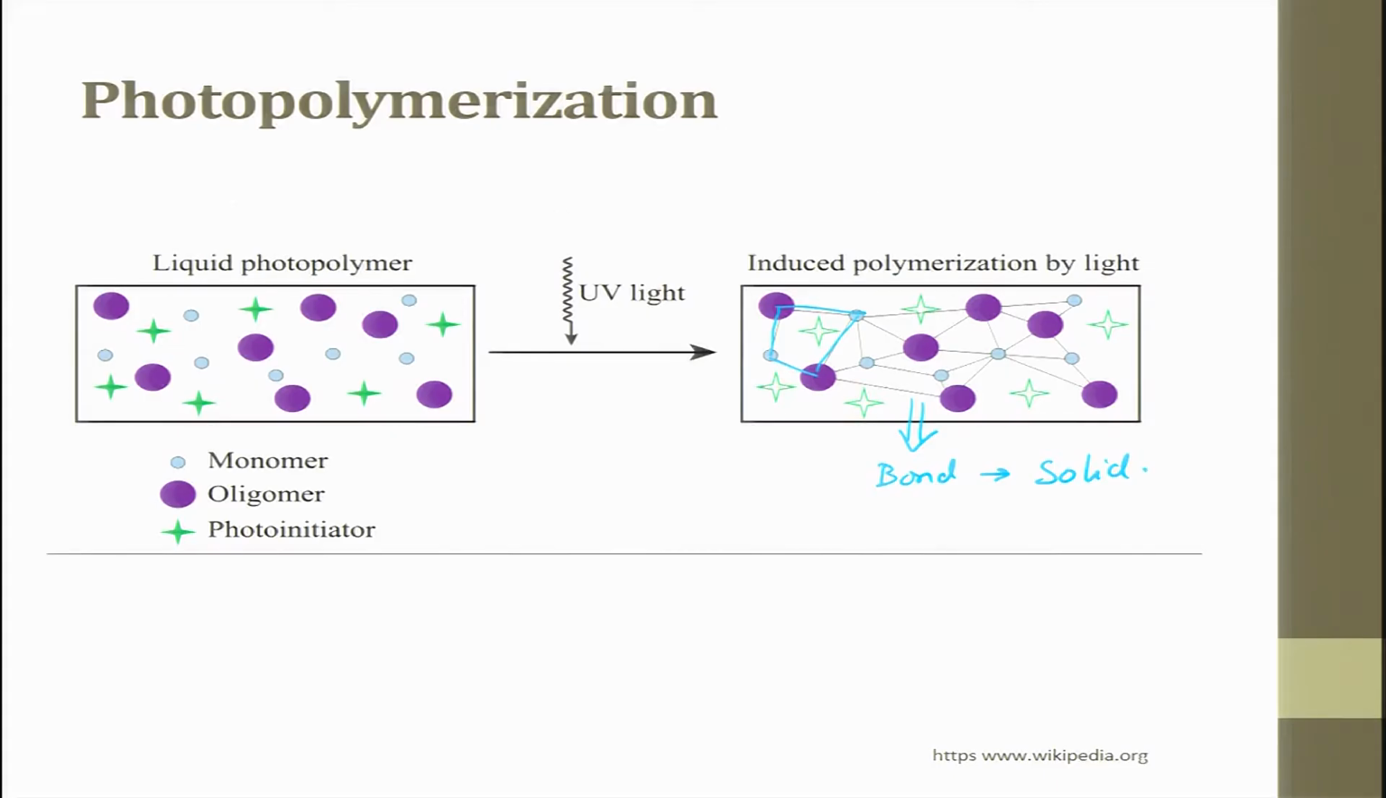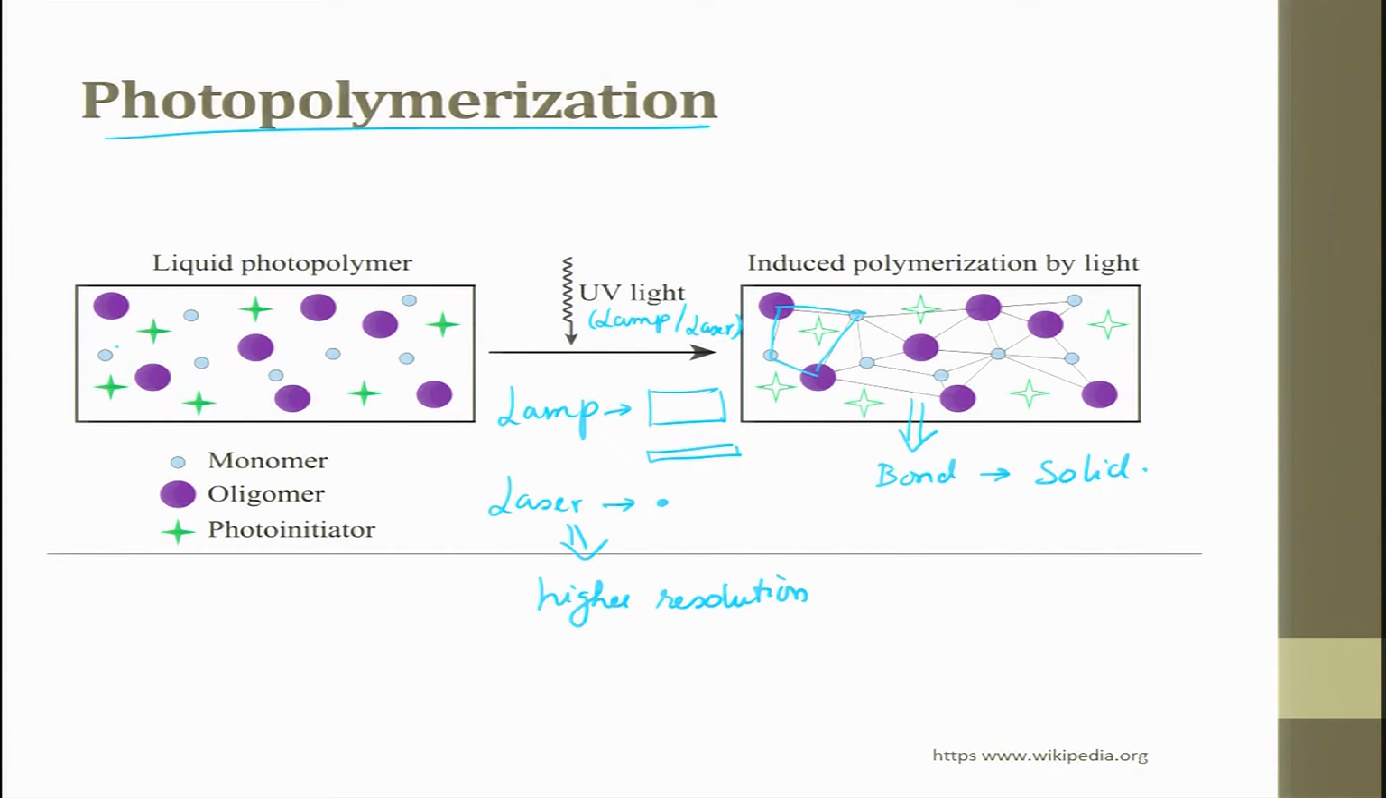As I told you, this UV can be from a lamp or it can be from a laser. When I talk about a lamp, your exposure area many a time will be over a large area or along a single line. But when I talk about a laser, it will always be a spot. So, this has higher resolution, and I would prefer having a UV laser for doing this photopolymerization. It is very clear from this diagram that the mers and the oligomers join together by a bond through this process.